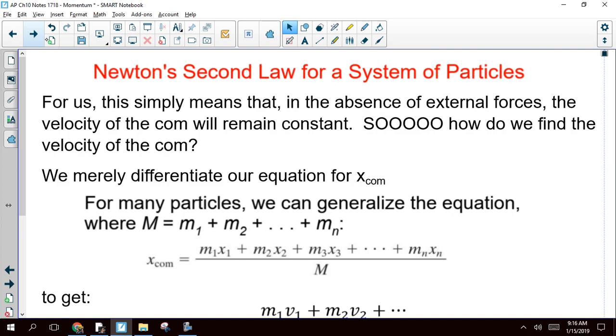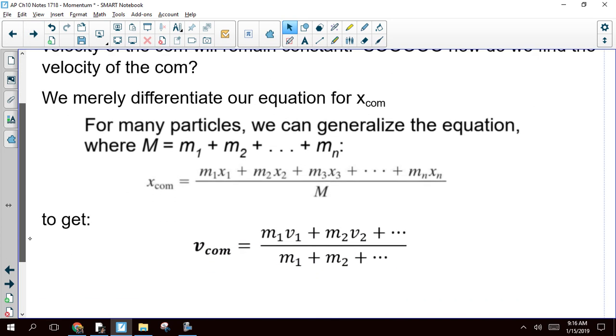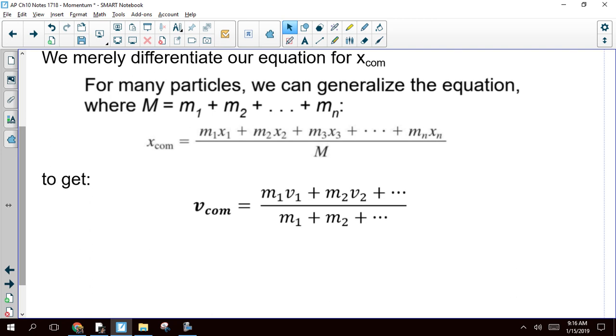So let's talk about how to find the velocity of the center of mass. It's pretty straightforward, right? Here's our equation for the position of the center of mass. If we take the derivative of this with respect to time, it gives us this. It's the exact same thing. It's still a weighted average.